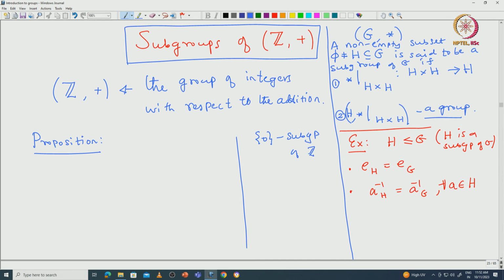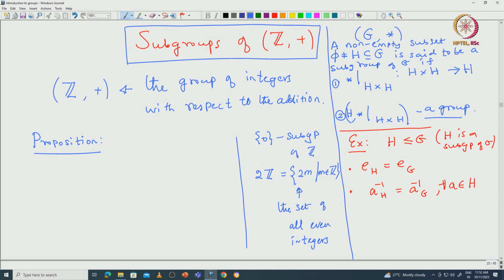And then here are some non-trivial subgroups. For example, you can take all even integers, which we denote by 2Z. So, this is the set of all 2m, where m is coming from Z. This can also be thought of as the set of all even integers. So, this is also a subgroup.